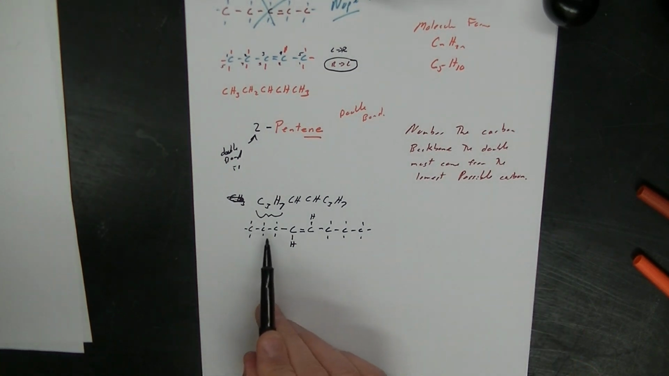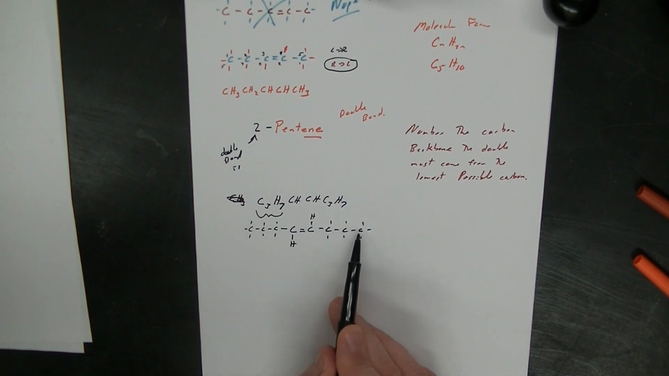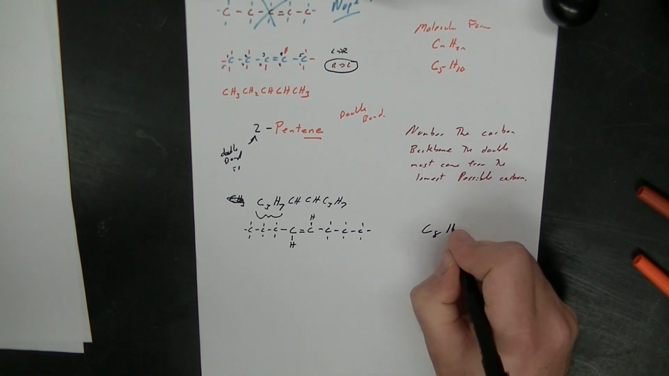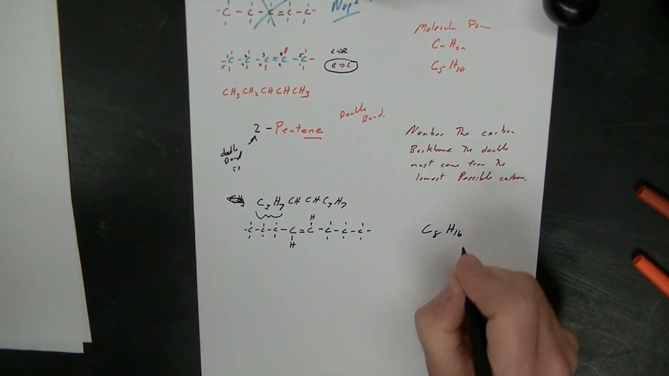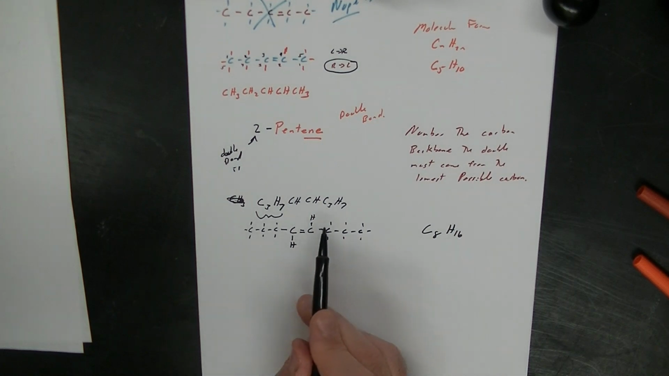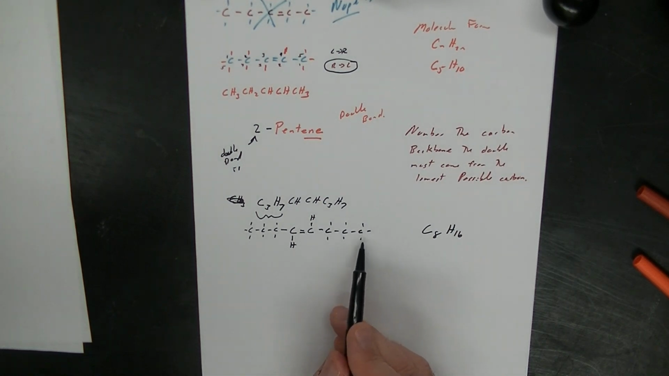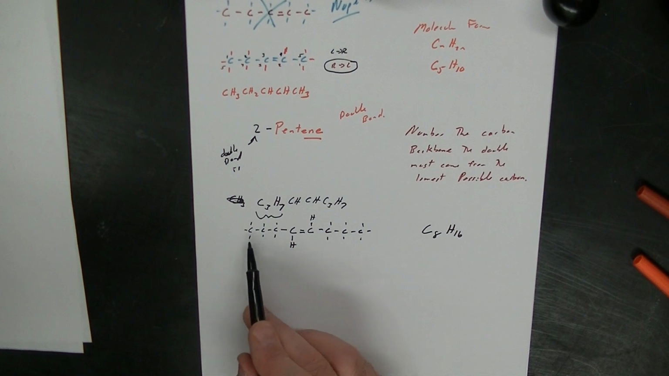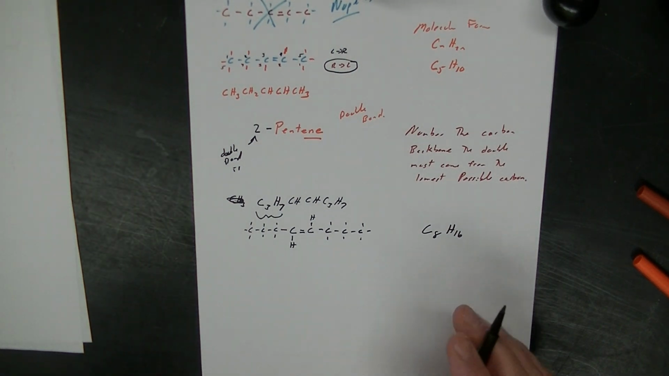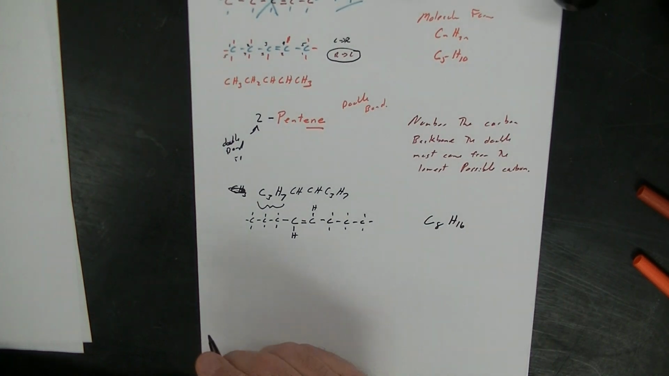So now here's my backbone, nice and straight. I got 1, 2, 3, 4, 5, 6, 7, 8 carbons in a row. So this would be C8H16. So I better have 16 hydrogens around that. Let's just count. 1, 2, 3, 4, 5, 6, 7, 8, 9, 10, 11, 12, 13, 14, 15, 16. And I do. Okay. All right, let's name this.